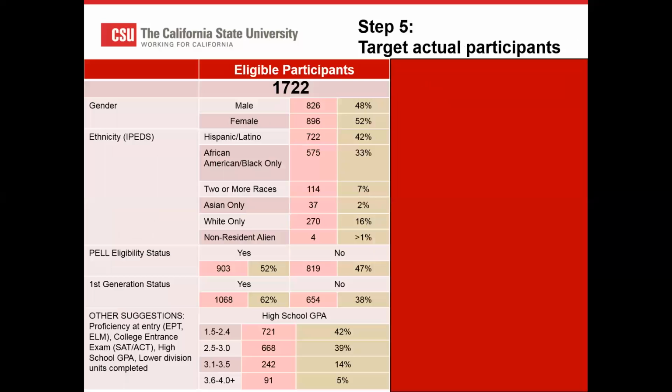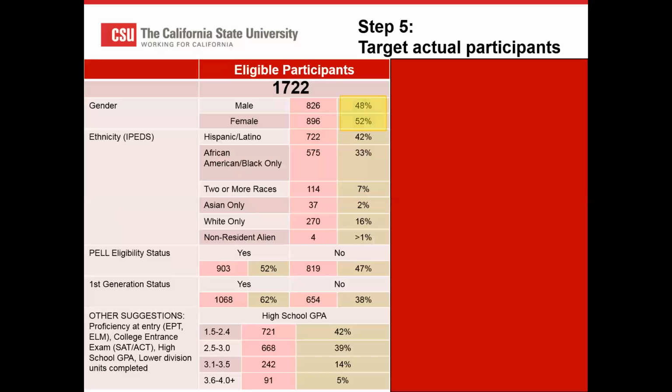After identifying the eligible participants, it's really good to look at the student demographics of that particular population for that year. So in this case, we encourage student success programs to take into consideration gender, ethnicity, Pell eligibility status, first generation, and other suggestions such as proficiency, things like SAT, high school GPA, lower division units completed.